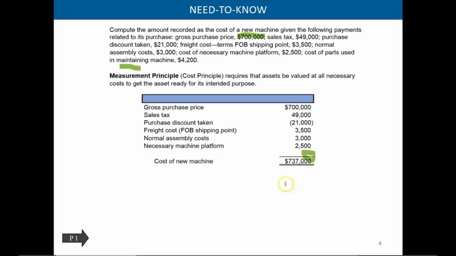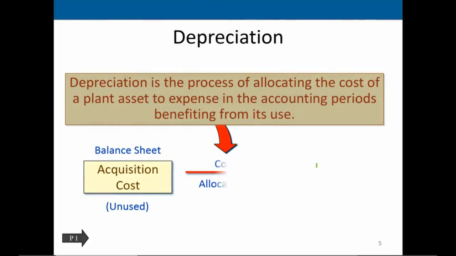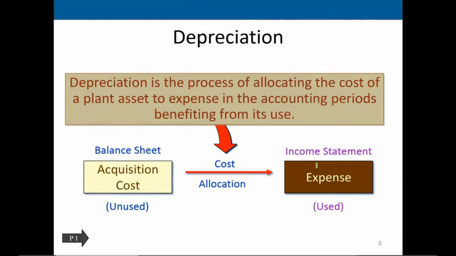Okay, so then the total cost comes out to $737. So depreciation. Depreciation is the process of allocating the cost of a plant asset to expense in the accounting period benefiting from its use. So that is the matching principle. That's the accrual principle of when we buy the equipment.